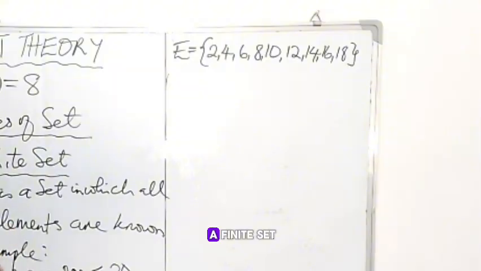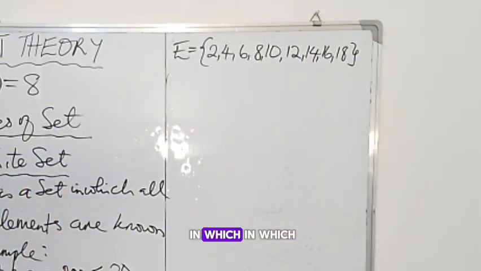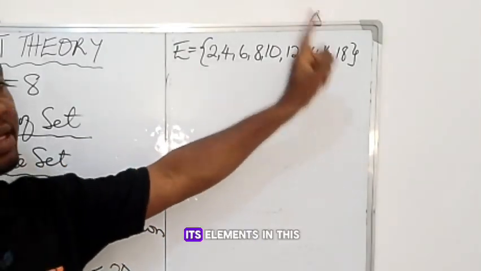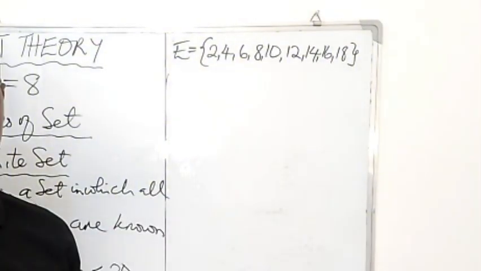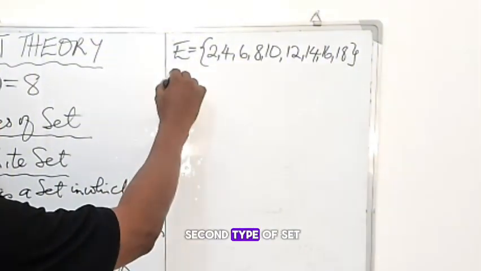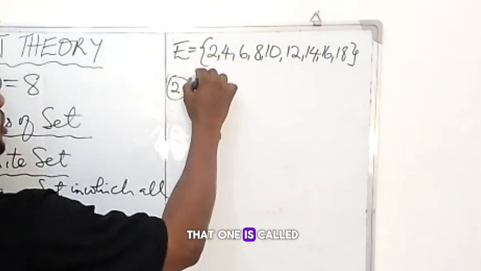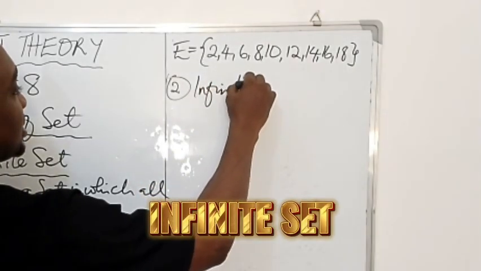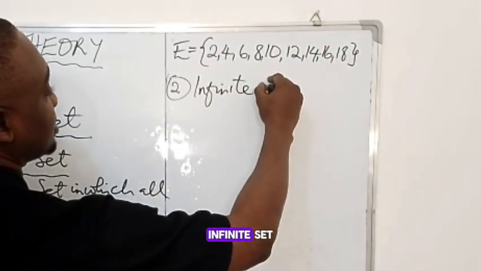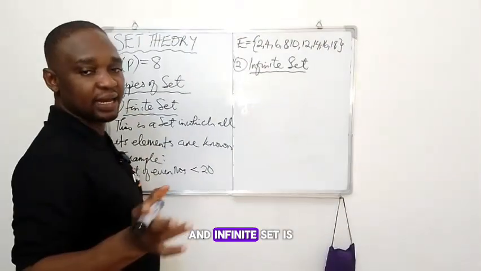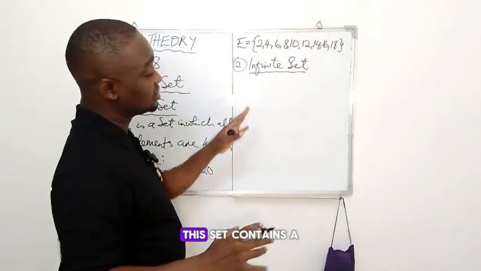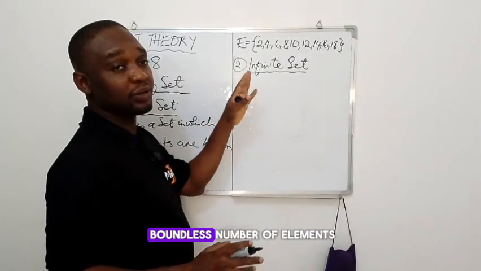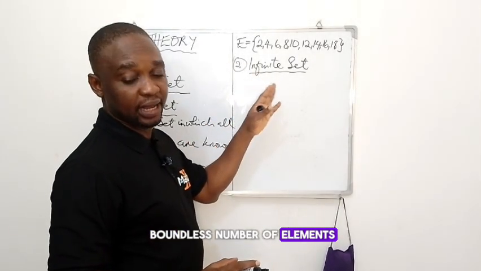I said that for a finite set, this is a set in which all its elements are what? Known. So you know all its elements in this particular set. All of them from the beginning to the end. So there is a second type of set. That one is called the infinite set. An infinite set is a set that contains a boundless number of elements.